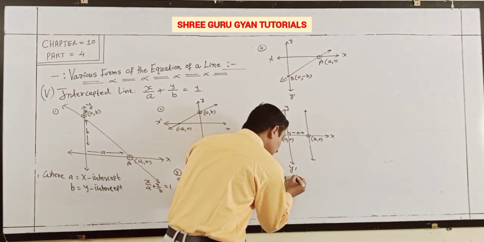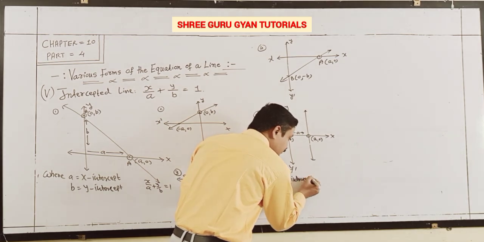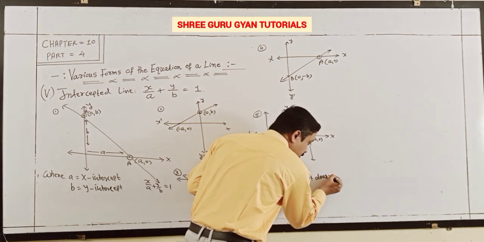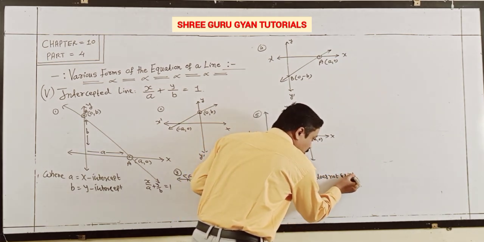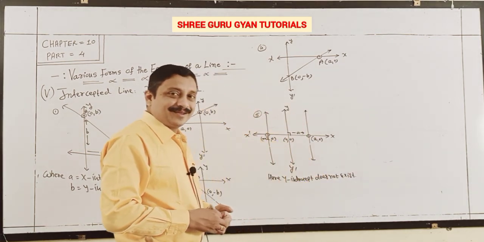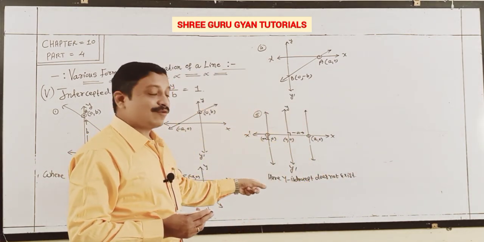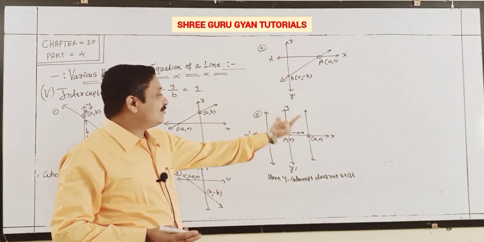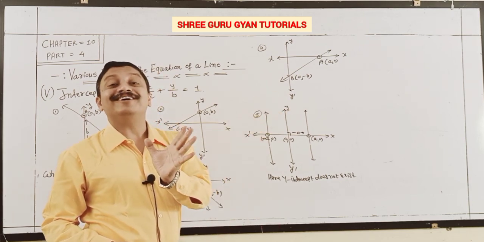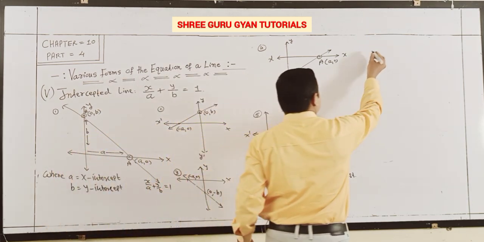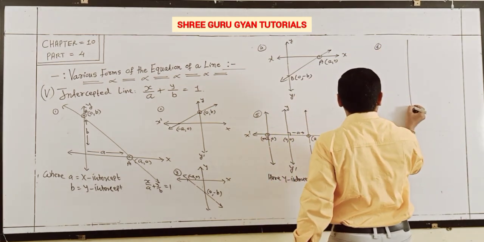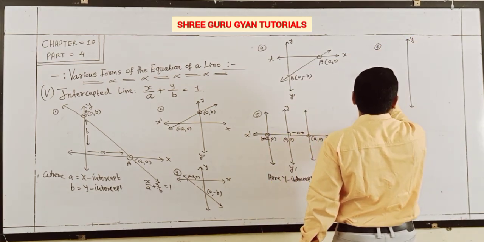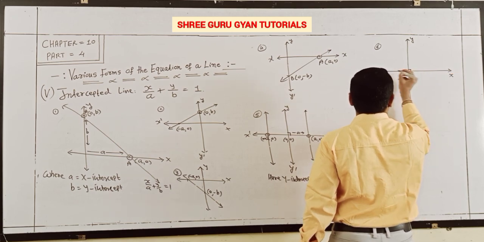Here the y-intercept does not exist. It is one kind of MCQ. When a line has no y-intercept, the line is vertical. One more, sixth case. If a line is horizontal, then the x-intercept does not exist.